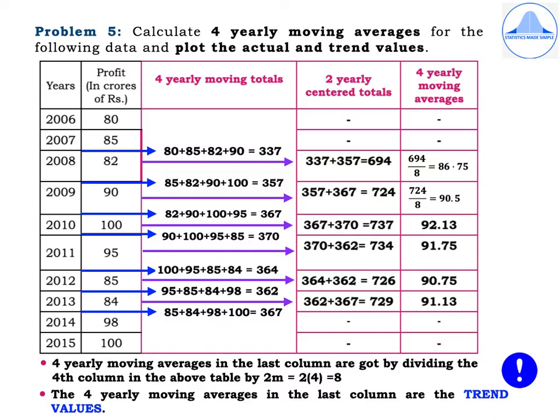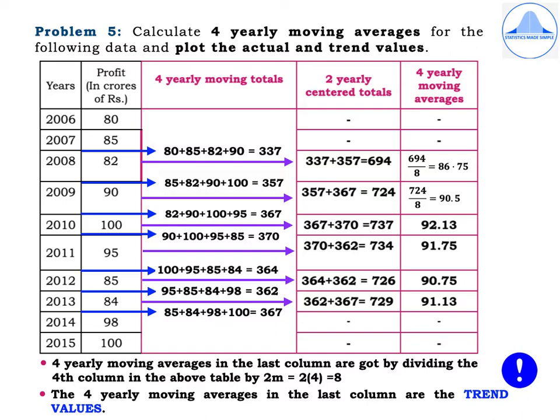Next, we have to find out the 2 yearly centered totals. So why we do this centering is, the 4 yearly moving totals which we found out don't correspond to any particular year, but they are lying between 2 years. So we use this process of centering, which will help us to have the trend value corresponding to a particular year.